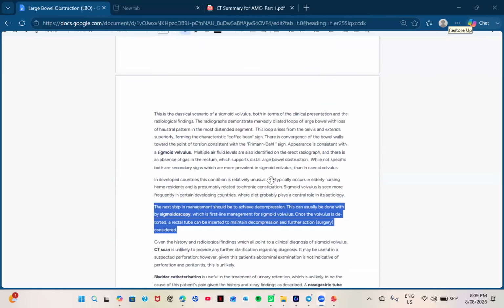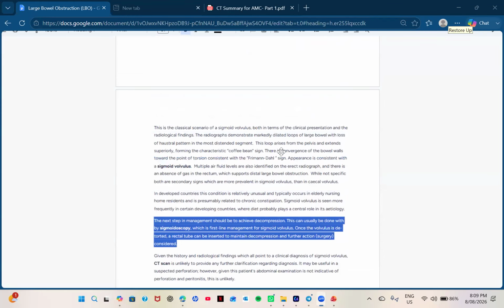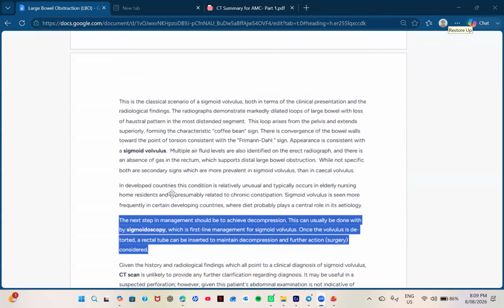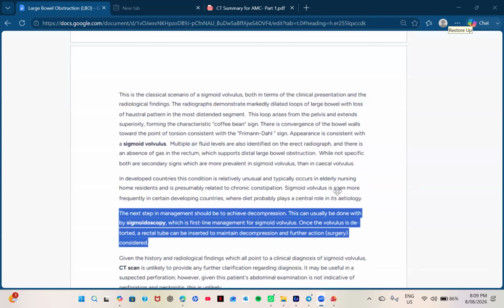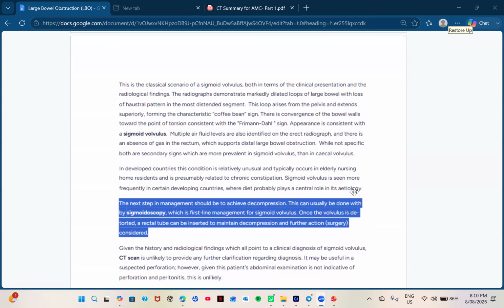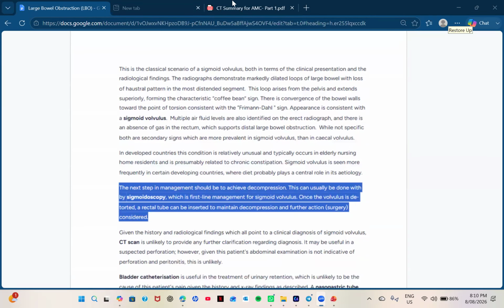Because in the emergency question, they clearly mention who the people are. In developed countries, this condition is relatively unusual and typically occurs in elderly nursing home and residential patients, presumably related to chronic constipation. Sigmoid volvulus is more frequent in certain developing countries where diet probably plays a role in its etiology, right? Okay.